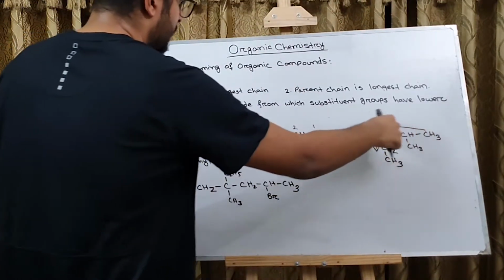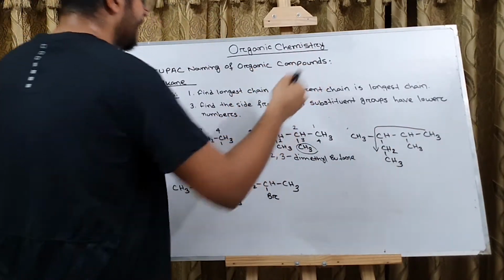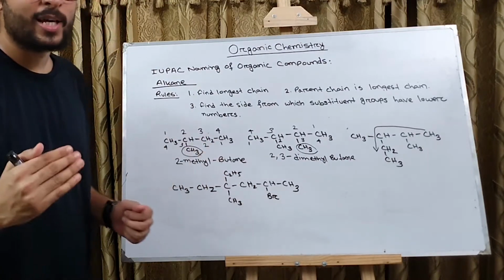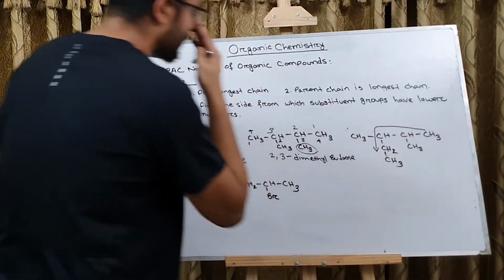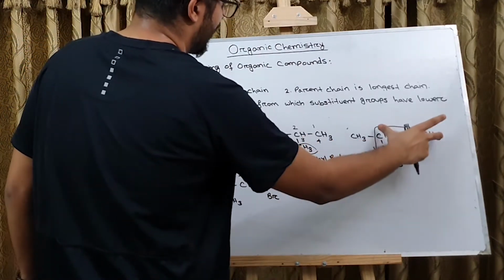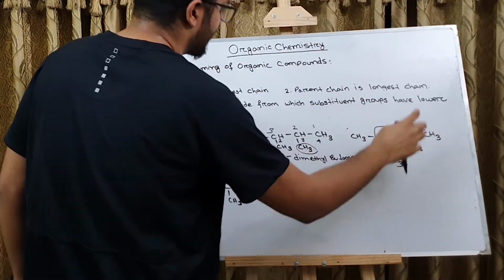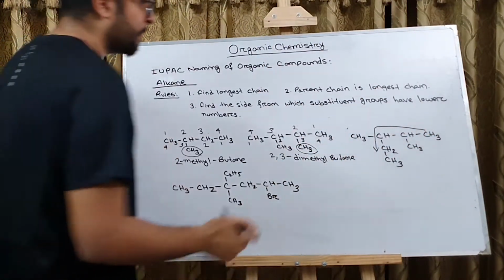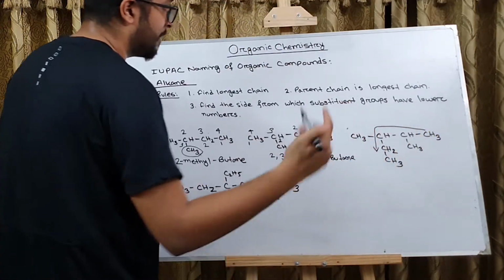So this one is our longest chain, and as the second rule states, the parent chain is always the longest chain. So this compound would be a derivative of pentane. That is, the longest chain is 5 carbon based, and that is why the compound would be pentane. Now let's number it and see from which side we should number.